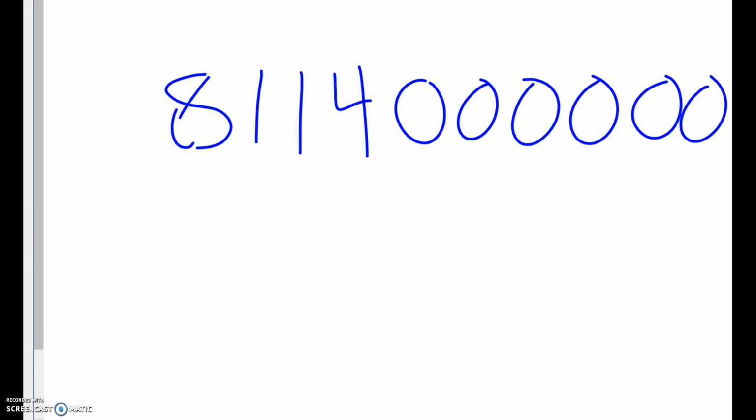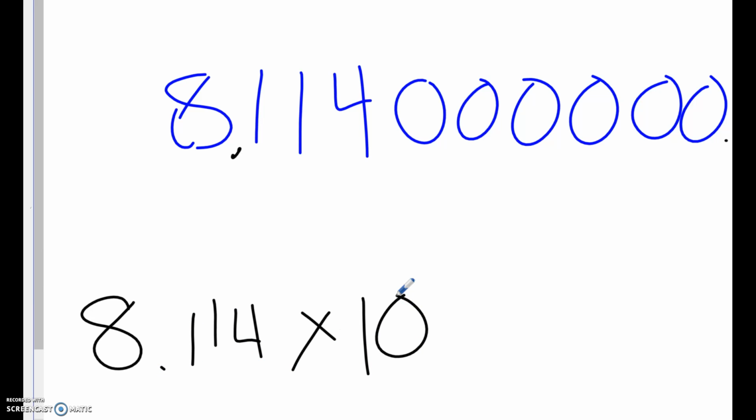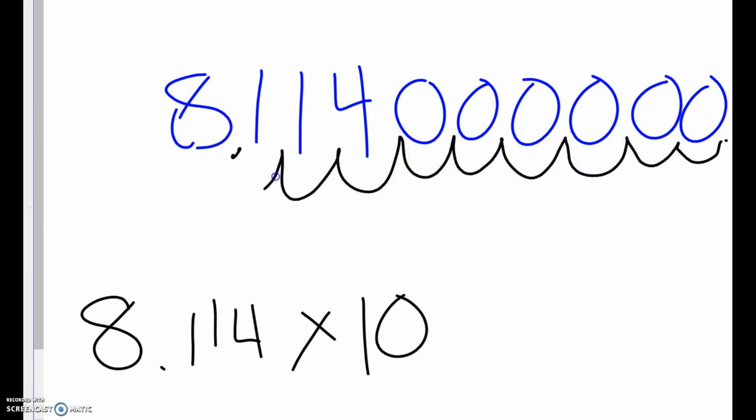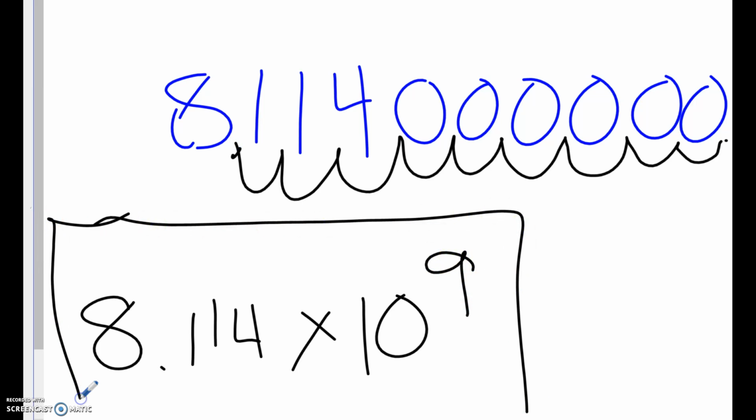And our next one, this is a big one. So my scientific notation is going to be a number between 1 and less than 10. It's going to be 8.114 times 10 to the, we're going to go 1, 2, 3, 4, 5, 6, 7, 8, 9. Now, which is easier to write, scientific notation or standard form once we start getting these really large numbers? I would think scientific notation.